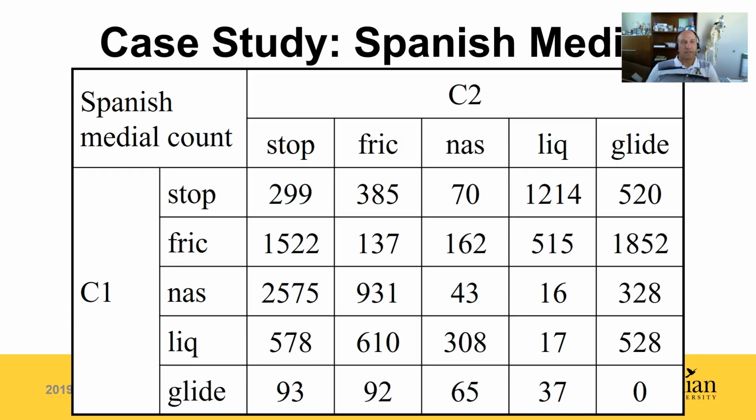I've studied this in a couple of places. One was looking at a large number of Spanish medial consonant combinations across an online or an electronic lexicon of Spanish. Here we have the raw number of C1, C2 combinations based on manner of articulation categories that are generally related to sonority.